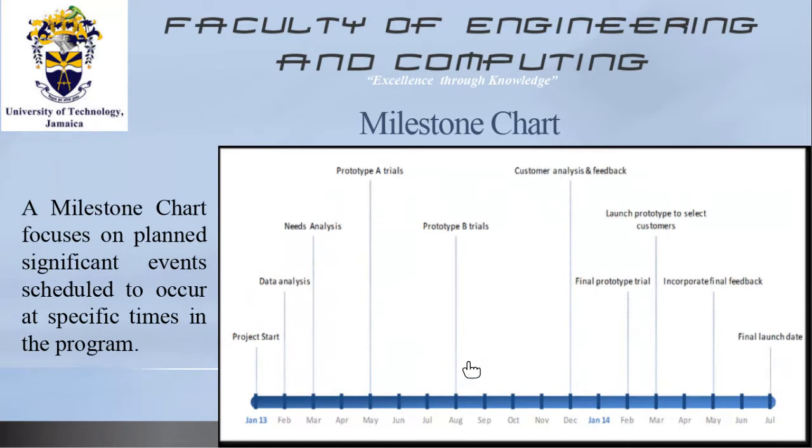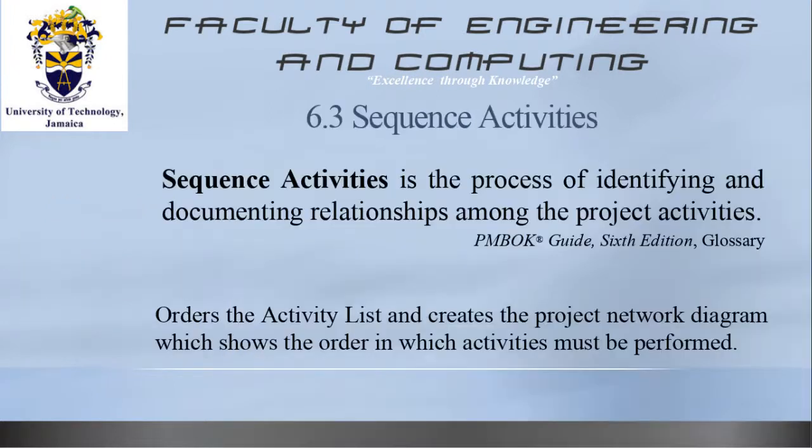So it is always good to have a milestone chart for each project so that you can track the progress, okay? Now let's move to 6.3, sequencing of activities. Now this is a process of identifying and documenting relationships among project activities, all right?